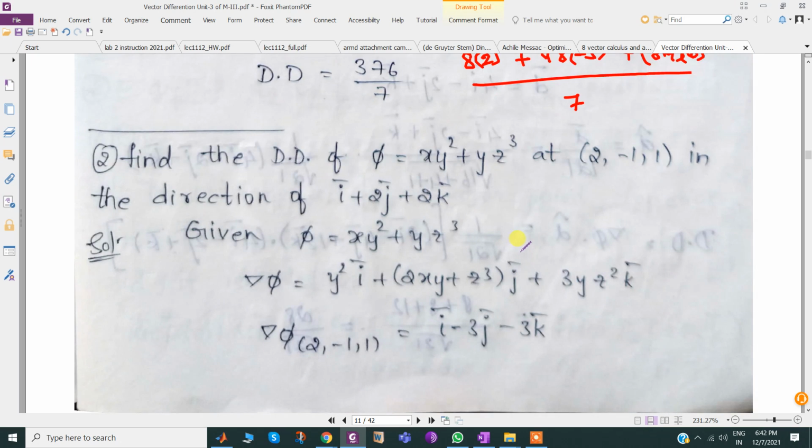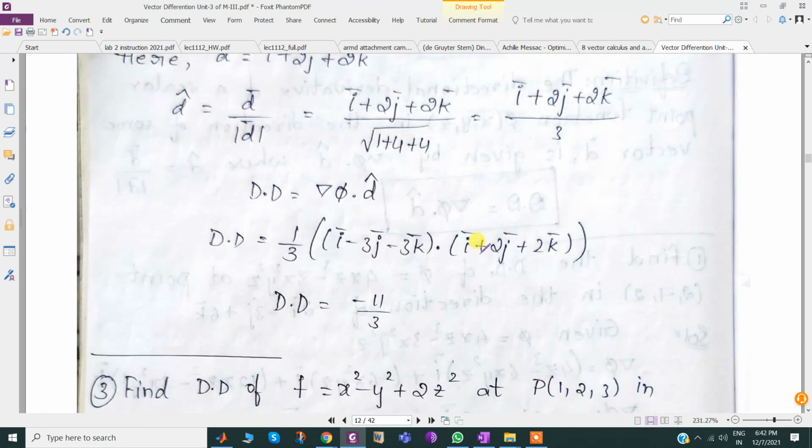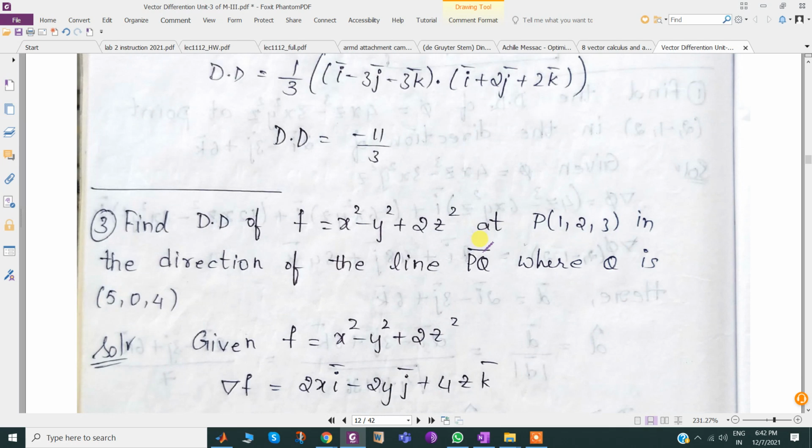Similarly, the directional derivative of phi at this point in the direction of the vector i bar plus 2j bar plus 2k bar. Same logic, not much difference. Here the directional derivative can be positive, can be negative. Don't panic that the directional derivative can't be negative. Not like that. It can be negative, it can be positive.